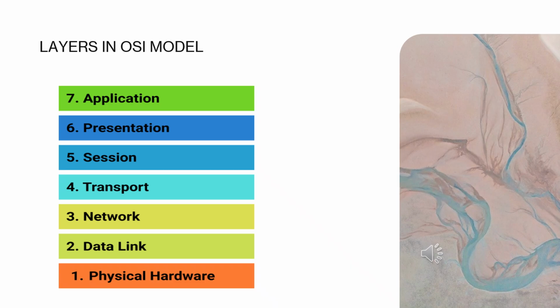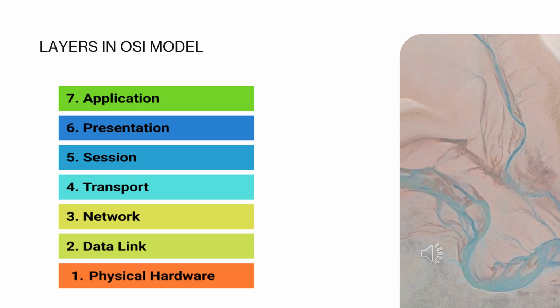Suppose system A is opening an application. That application will be generating the data and that data will be transferred to the application layer. Then the application layer will be transferring the data to the presentation layer. The presentation layer will be transferring to the session layer. The session layer will be transferring to the transport layer. The transport layer will be transferring to the network layer. The network layer will be transferring to the data link layer. The data link layer will be transferring to the physical layer.